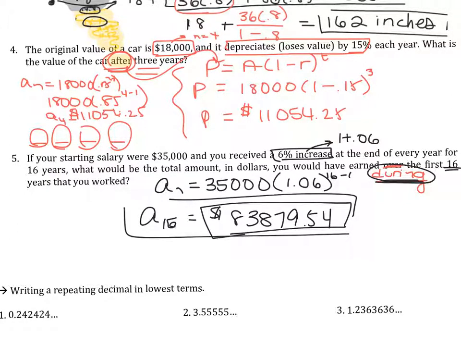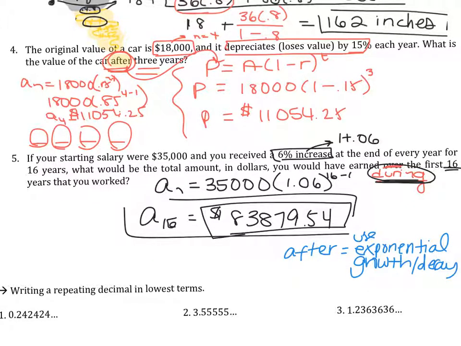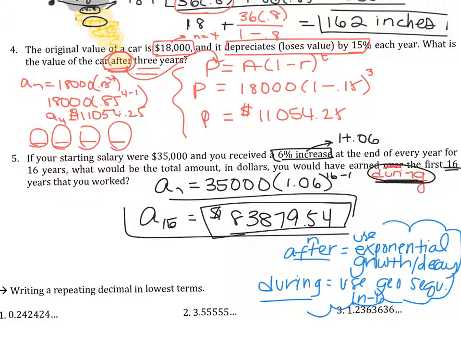So the one thing when I was doing this, I remembered: if I see the word after, my brain just goes, all right, use exponential formula, exponential growth or decay. If I see the word during, use geometric sequence, or I do n minus 1. So if I use after, I'm using n, and if I see during, I'm using n minus 1. All right?